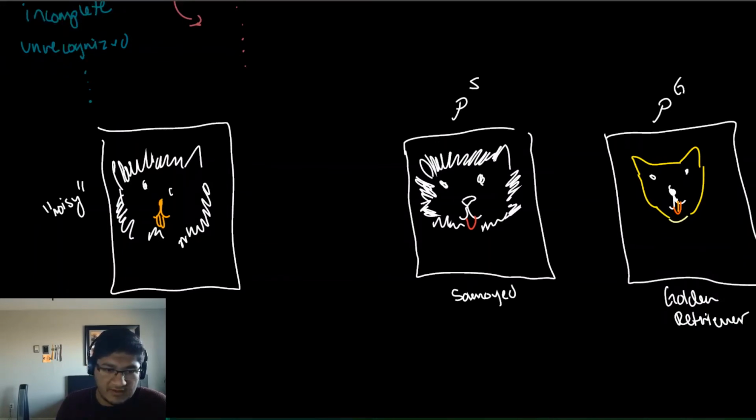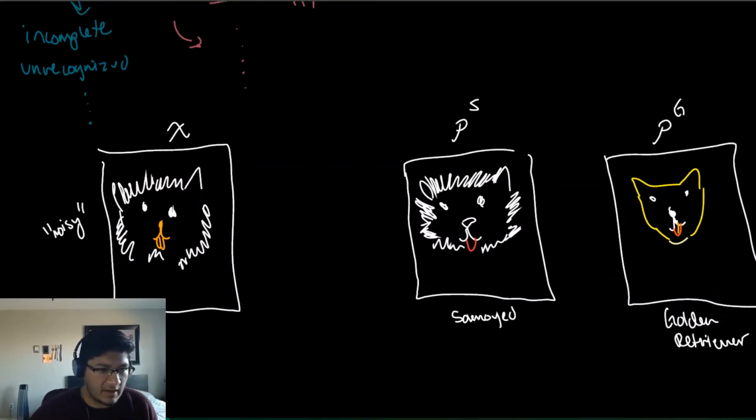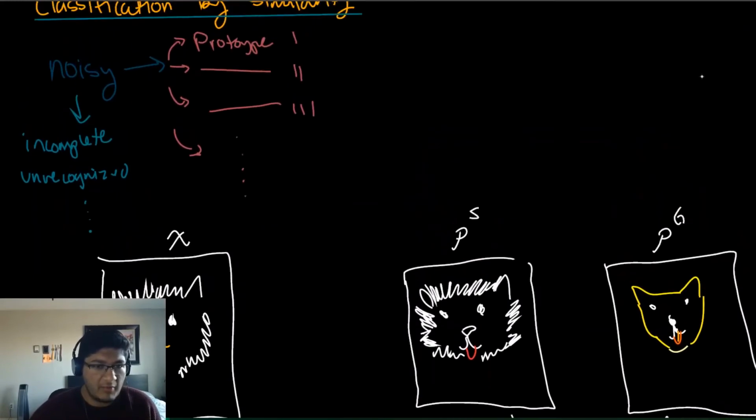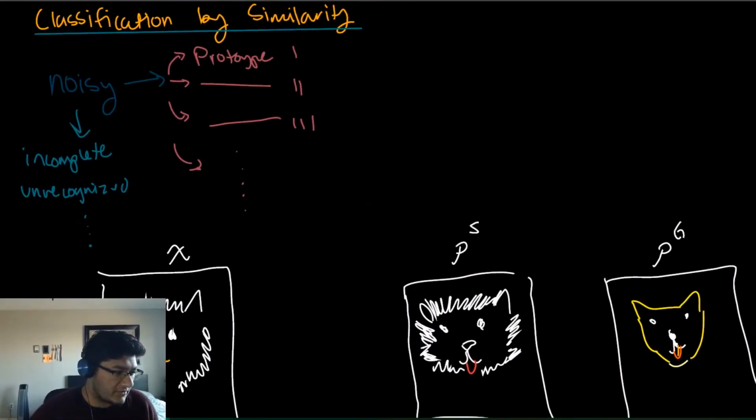So we want to classify this as either a Samoyed or a golden retriever, and we're going to call this the picture of an unknown, or what we usually call an unknown in math, X. So we'll call it X. So this is what happens. How we do this noisy to prototype is what's really interesting in this subject.